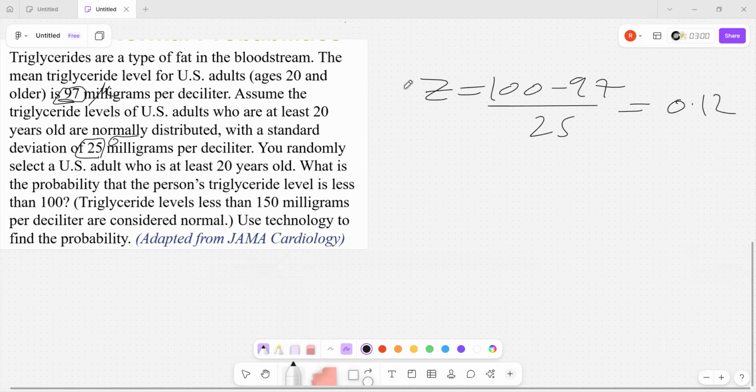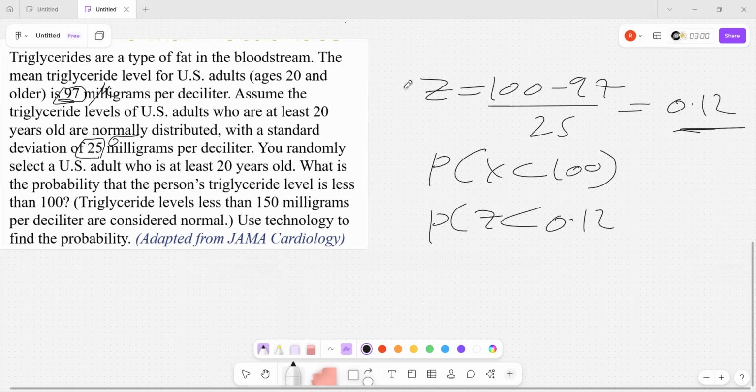Perfect. Okay, so is the question less than 0.12 or greater? Less than. So the probability of X less than 100 is the same as the probability of Z less than 0.12. And we will do the same step again and go to the Z table.